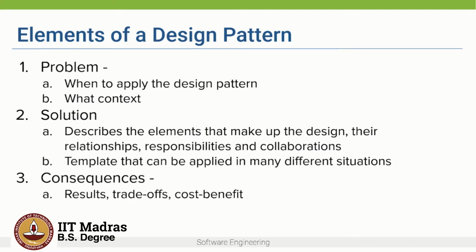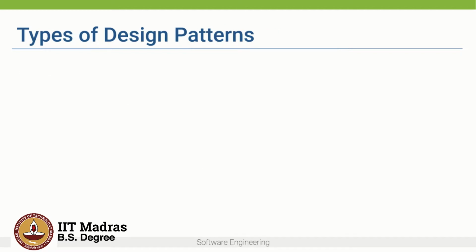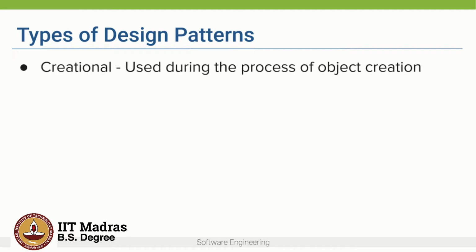Now that we know what the elements of a design pattern are, let's look at certain types of design patterns. There are three types of design patterns. One is known as a creational design pattern. It is used during the process of object creation. Whenever we want to create objects in certain situations, certain creational design patterns can be used, and this will give us more flexibility as well as help us reuse existing code. We will look at examples of creational design patterns.